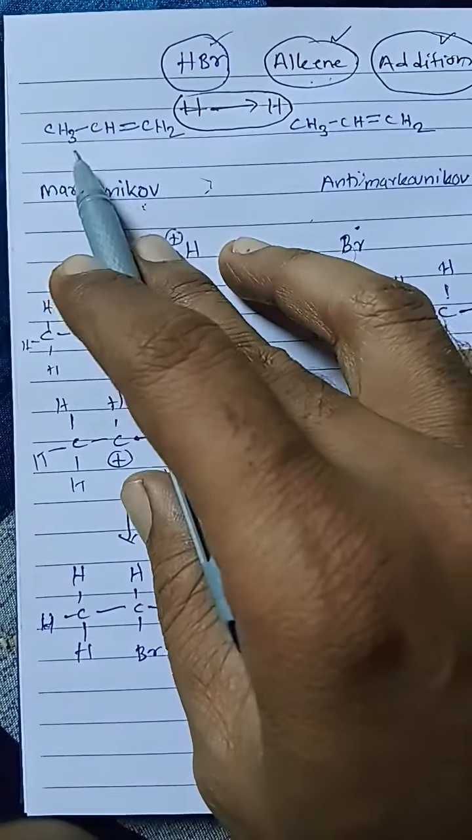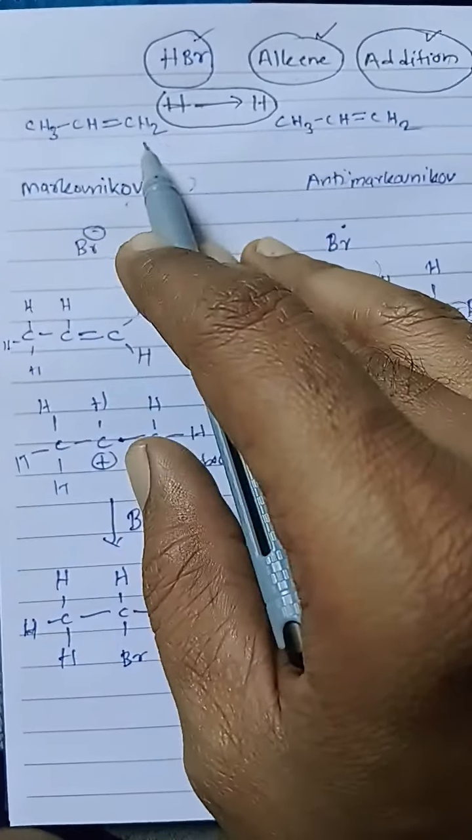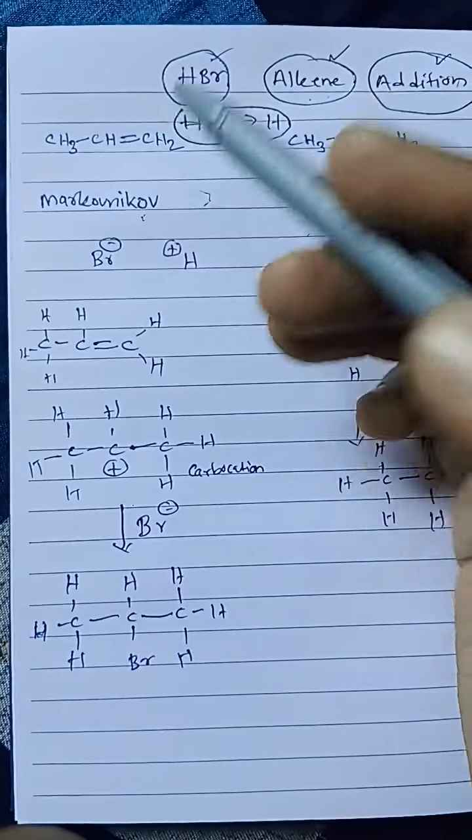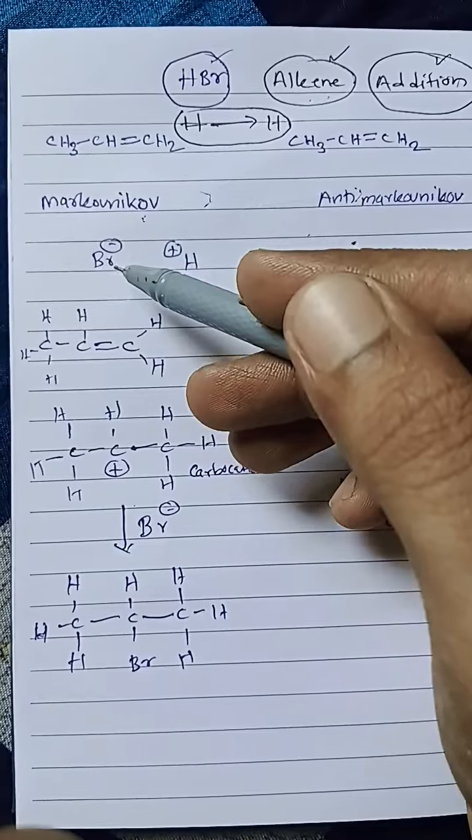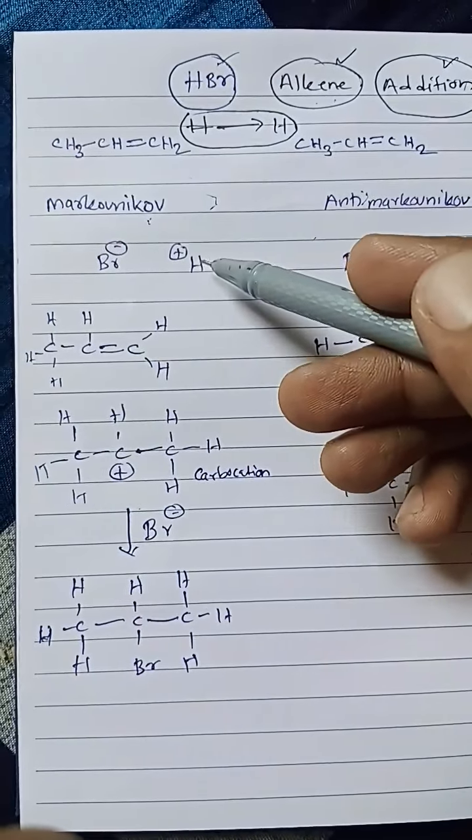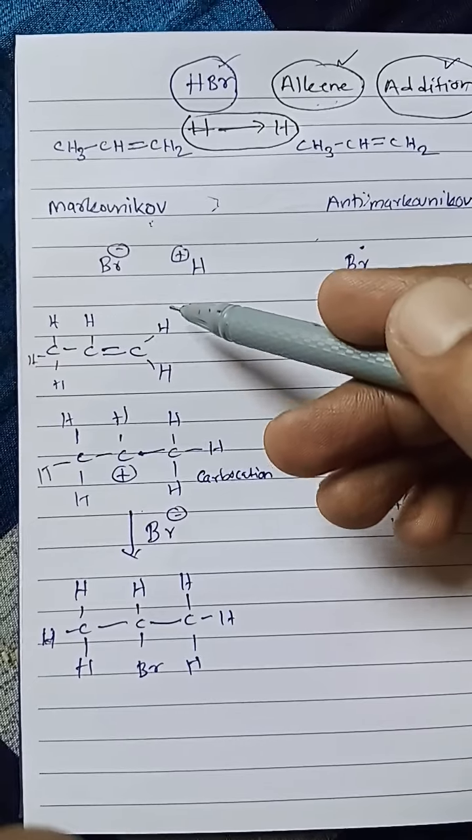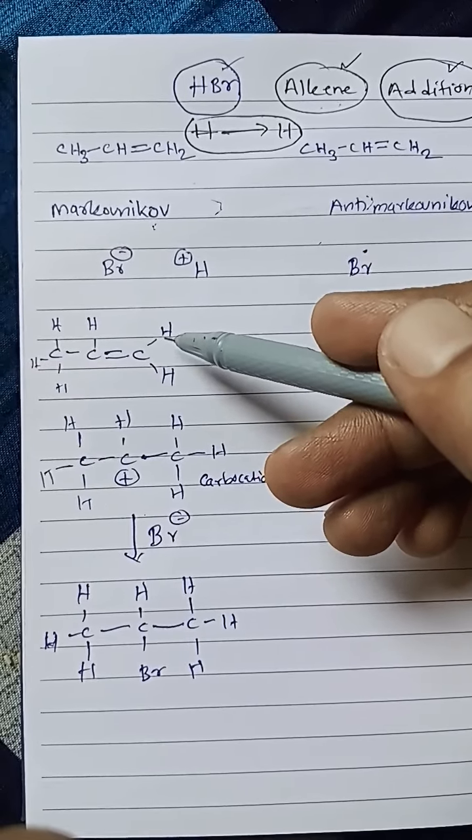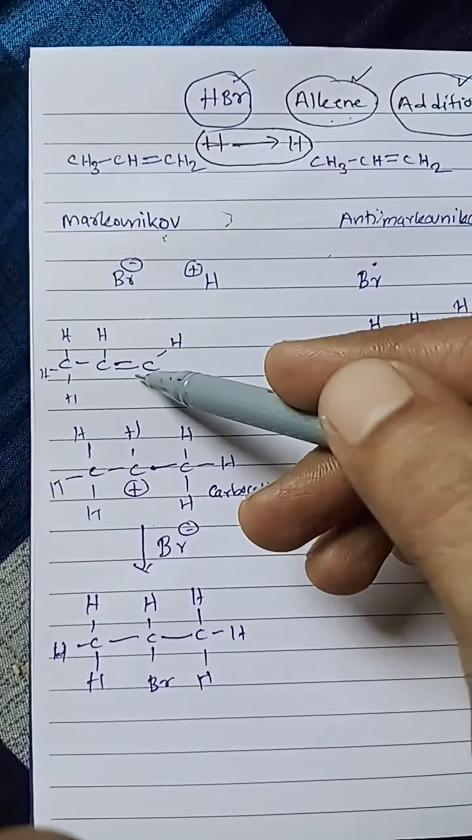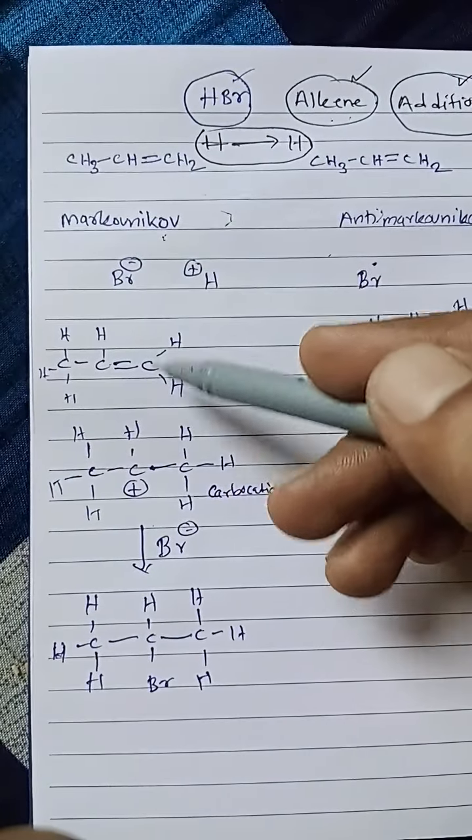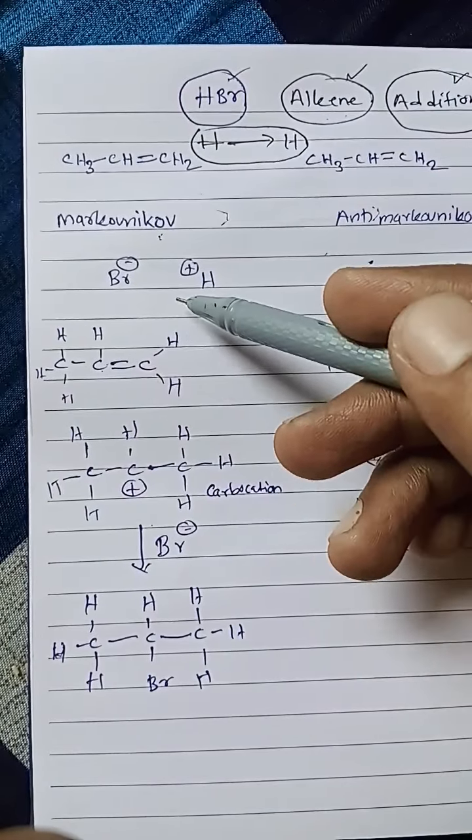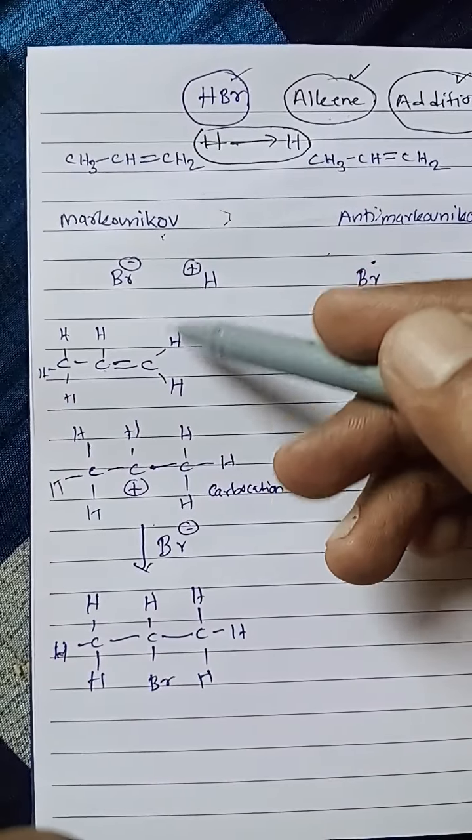So if you see, this is alkene CH3CH=CH2, and say there is HBr addition. So normally what happens, HBr dissociates into H plus and Br minus. You have to keep in mind that H plus will move toward the carbon which is already having more hydrogens. So here is the double bond, so obviously this H plus is going to add on this carbon or on this carbon. It will add on this carbon because it is having more hydrogen.